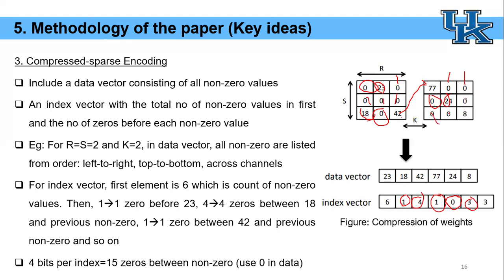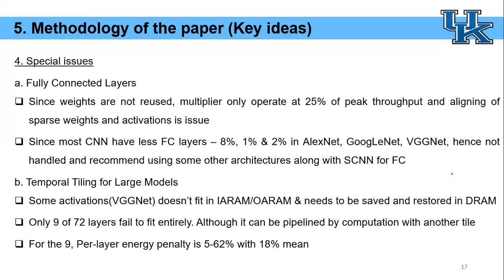And then 10, 20, 30, and then 8. So we have put 3 again. That's basically how the indexing works. The index is actually 4 bits, right? So it can have a maximum value of 15, so we can only have a maximum of 15 zeros in between two numbers. And if there are more, we have to put a 0 in the data vector itself.